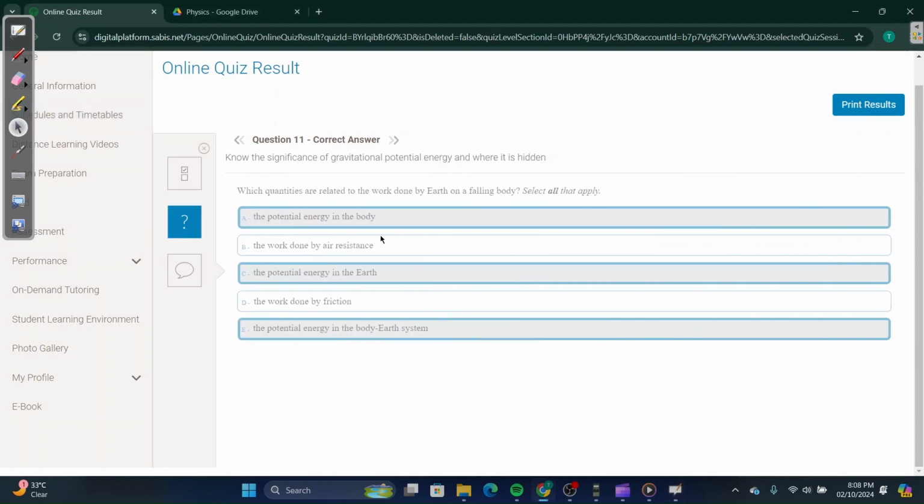Okay, here you're going to want to think about this logically. Here it's obvious that this quantity is related to the work done by Earth on a falling body. So it's a body-Earth system, because you're concerned about the body and Earth. And it's the potential energies of these two, right? So obviously the potential energy of the body-Earth system is going to be the potential energies of both of them. Air resistance, what does it have to do with it? Friction, not really related. So you just think about it logically, really.